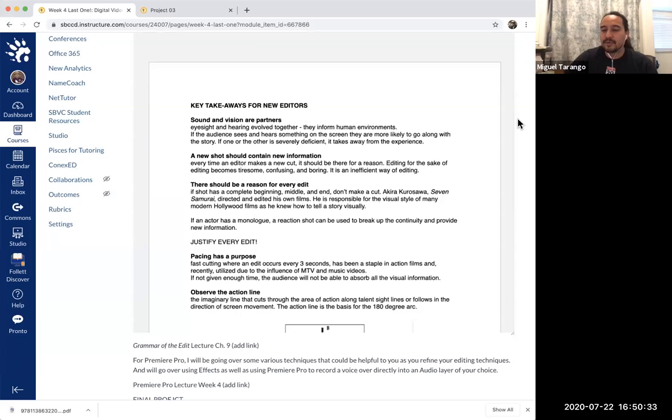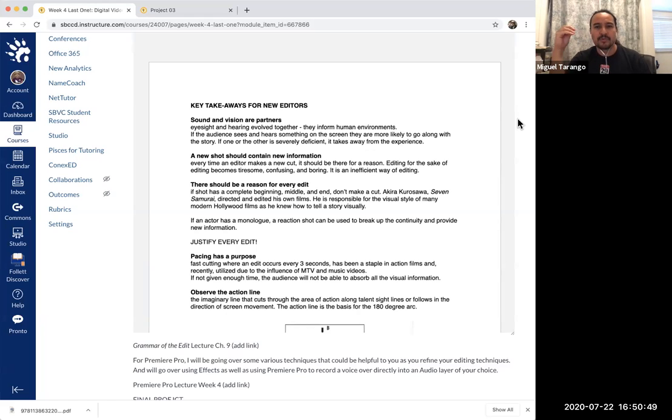A new shot, when we're doing cuts, now we're talking about technique. When we're cutting, keep that in mind. A new shot should contain new information. That's sort of the philosophy that we should think of, especially when we're thinking, should I cut here or not? That's a good first instinct to have.